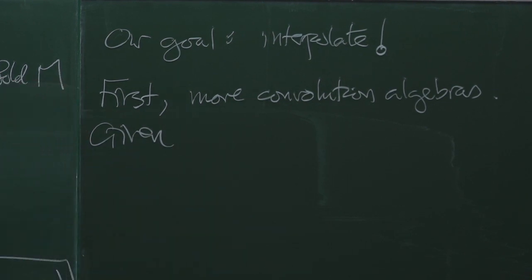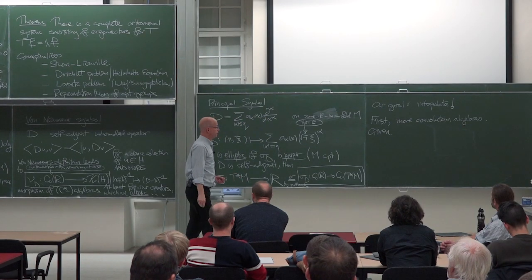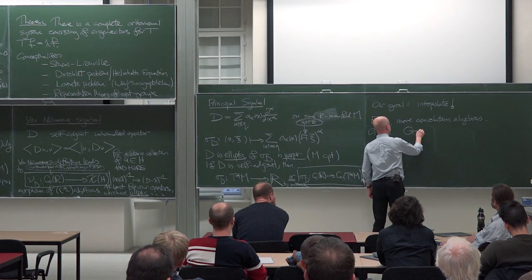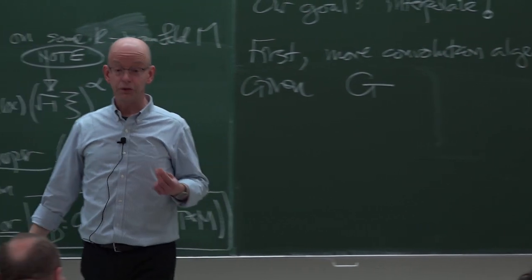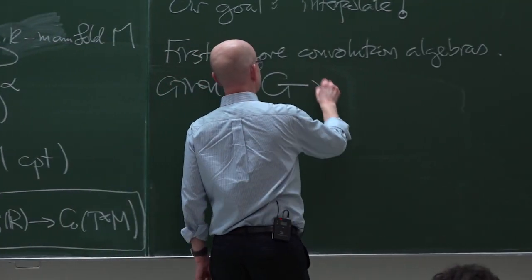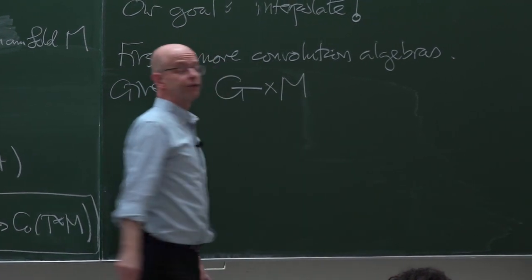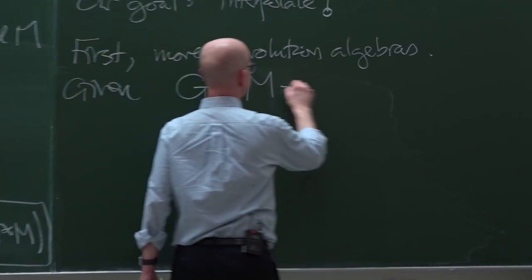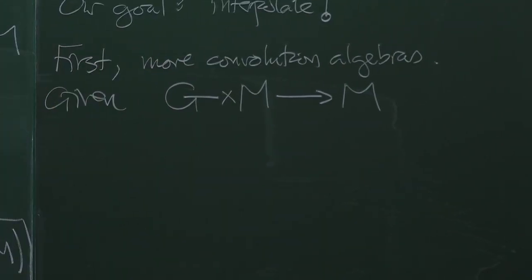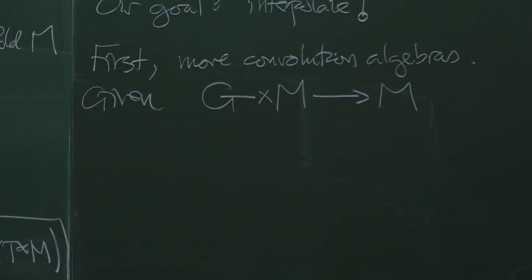And I want to start from the following geometrical ingredient, namely I want to imagine I have a group, G. I'm thinking of it as a Lie group. It doesn't have to be, but I'm thinking of it as that. And I'm imagining now it's acting on a manifold M. I'll show you a couple of examples in a moment, but first of all, suppose you have a group acting on a manifold.